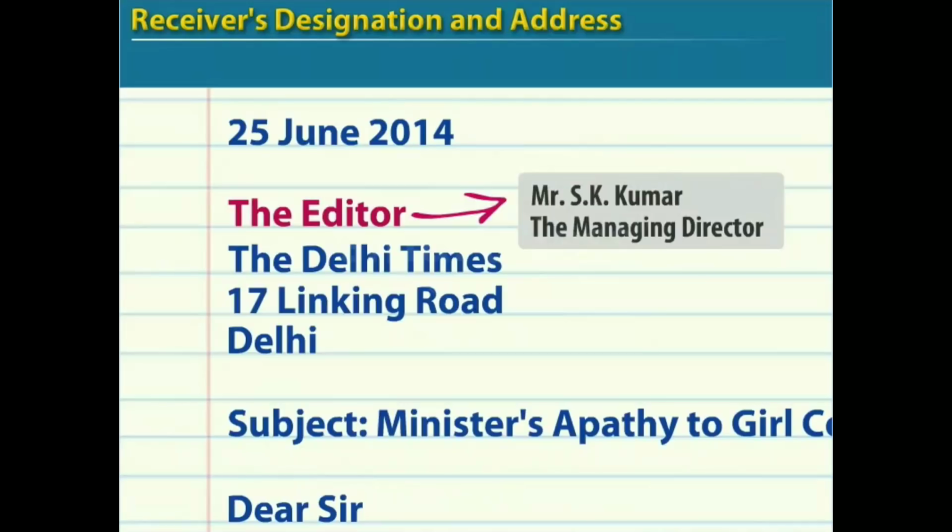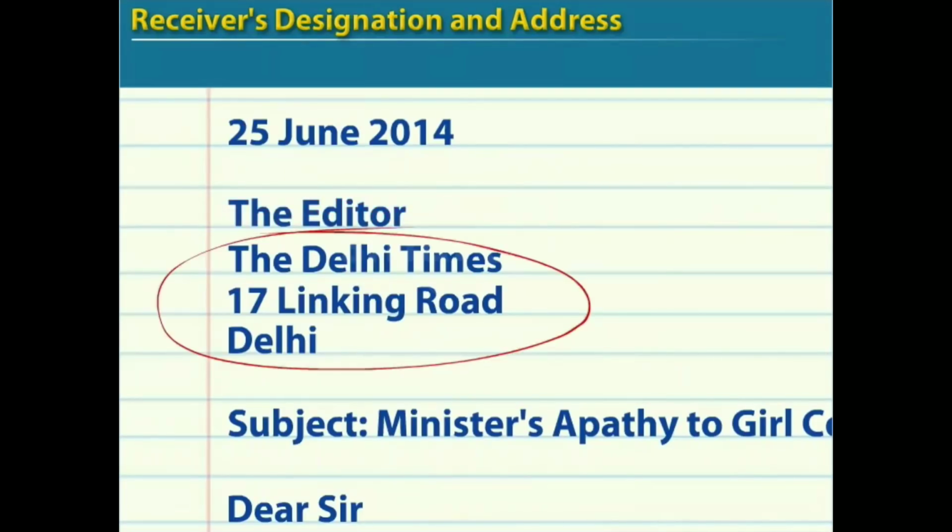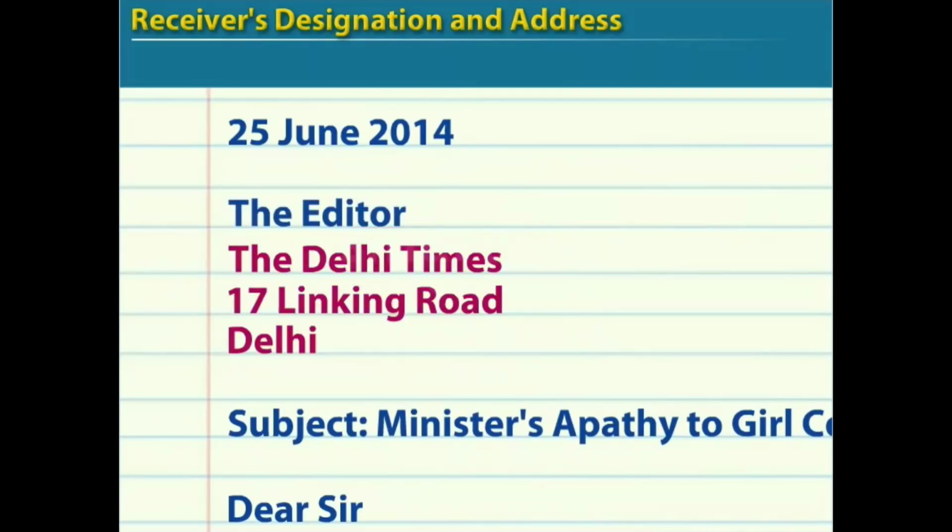If you do not know the name of the receiver, write only the designation. For example, the principal, the manager. Write the official address right below the designation without leaving a line. Do not use any punctuation mark in the address.